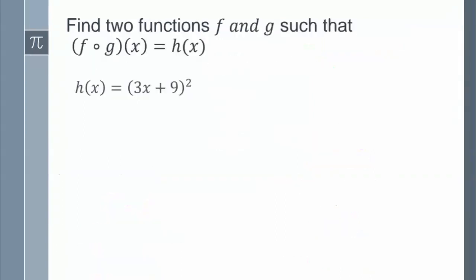All right, so now we have: find two functions, f and g, such that when you take the composition, we're going to get h of x.